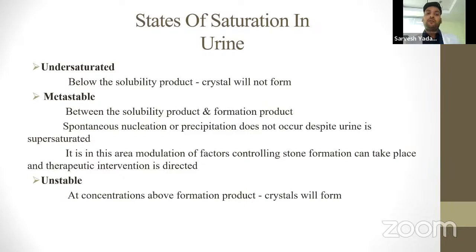Undersaturated. Below the solubility product, crystals will not form. Metastable. Metastable is between the solubility product and formation product. Spontaneous nucleation or precipitation does not occur despite the urine being supersaturated. It is in this area that modulation of factors controlling stone formation can take place and therapeutic intervention is directed. Unstable. At concentrations above the formation product, crystals will form.